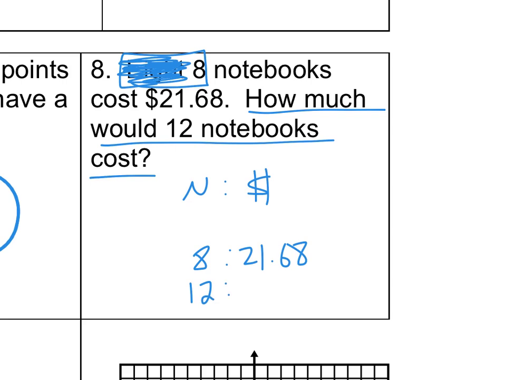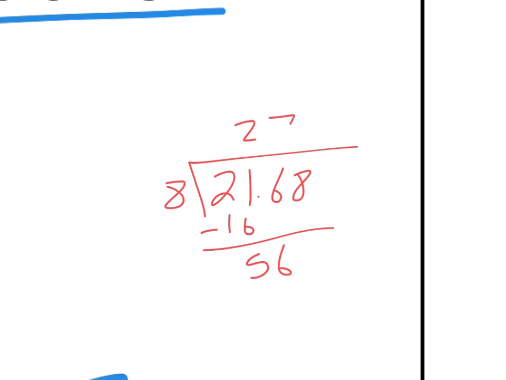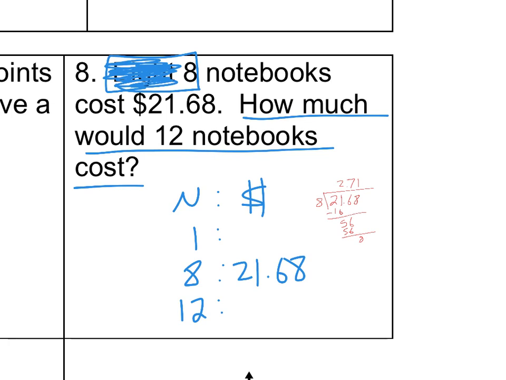Okay, can't multiply anything by 12, but I'm just going to divide across to find the cost of 1. Find my rate, 21.68 divided by 8. I'm going to zoom in to make this happen. 21.68 divided by 8. That's going to be 2, which is 16, leaving me 5. Bring down the 6. That's 56, which is going to be 7, and that's going to leave me the 8, and so 1. So $2.71 per notebook is what we have.